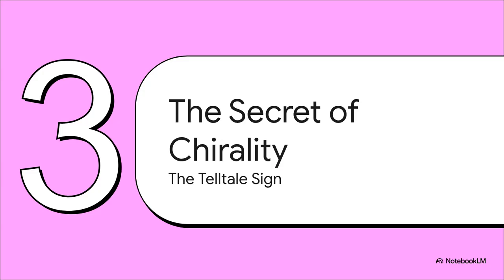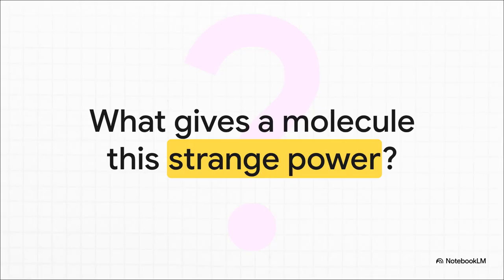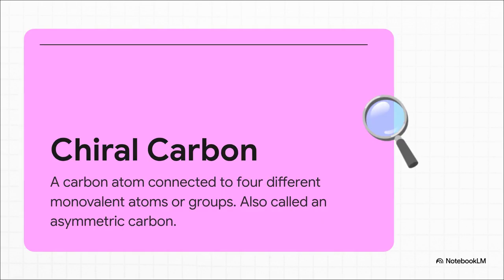Okay, so we've seen this really cool effect, but we still don't know why it happens. This ability to twist light isn't just some kind of magic trick. It actually comes from a very specific and honestly, a really fascinating detail hidden inside the molecule's own structure. So what exactly is it about a molecule's blueprint that gives it this strange power over light? The entire secret? It boils down to one special kind of atom. And that secret ingredient is something we call a chiral carbon.